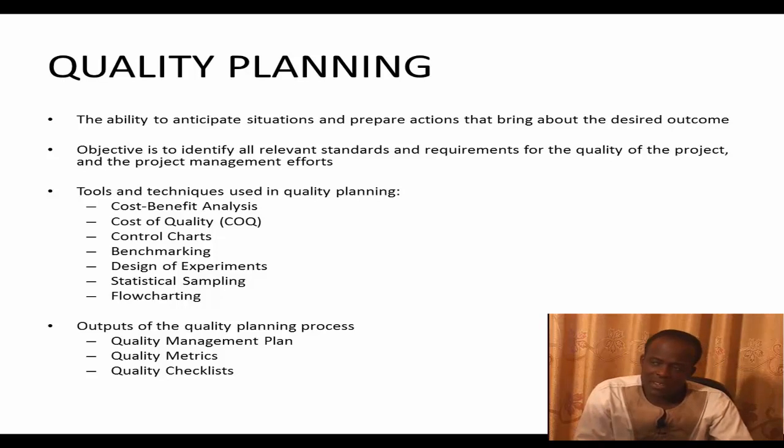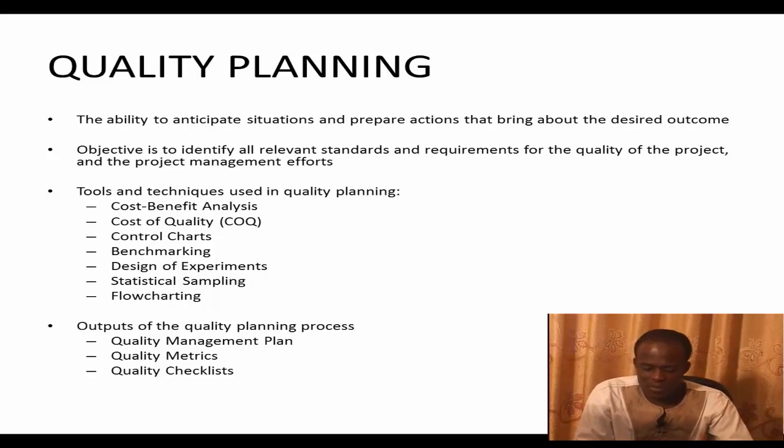And like many of the processes, there are tools and techniques available in quality planning, and these include cost-benefit analysis, which I will discuss in detail later, the cost of quality, control charts, benchmarking, design of experiments, statistical sampling and flow charts. All these are tools and techniques that can help the project manager or the performing organization better plan quality for a project.